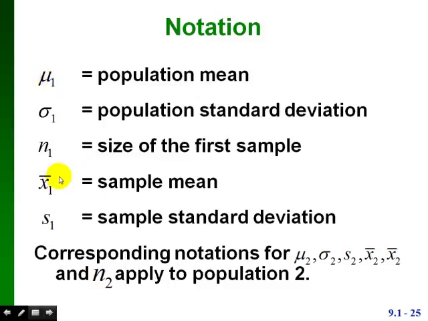So we've got two sets of notation. Our mu1 is our population mean for our first sample, and this would be our population standard deviation for our first sample, although we're not really using that. Sample size for the first sample is n1. x1 bar is our sample mean for our first sample, and s1 is our sample standard deviation for our first sample. And these are all the same for the second sample and population, only they have 2's instead of 1's.